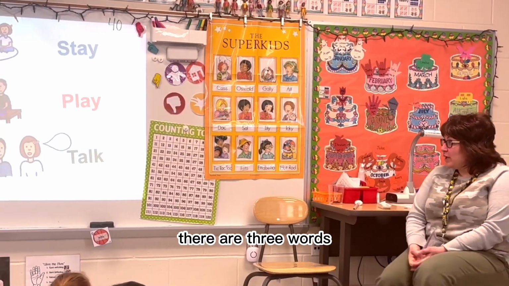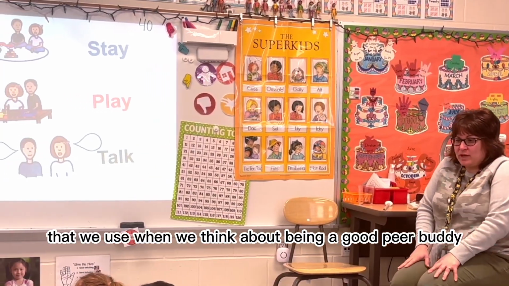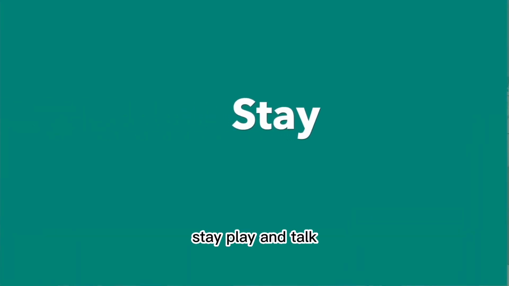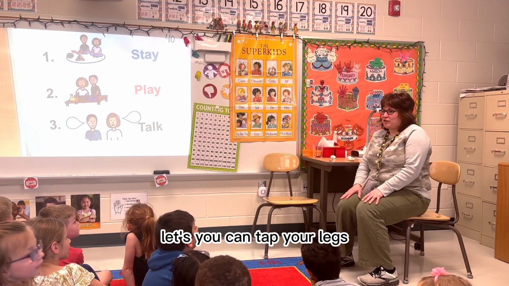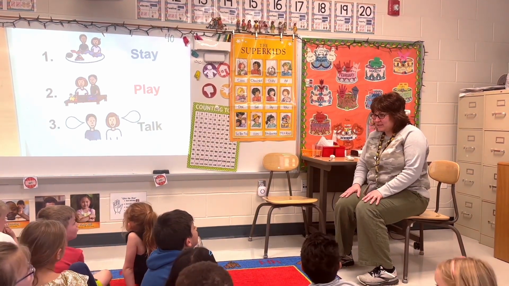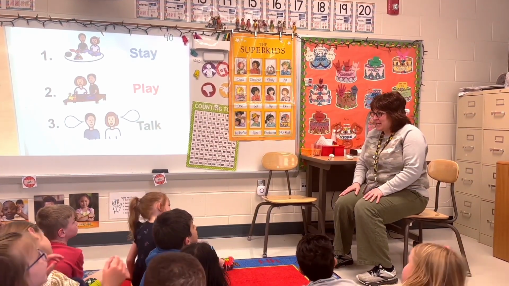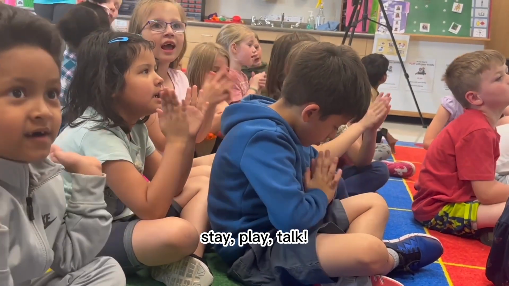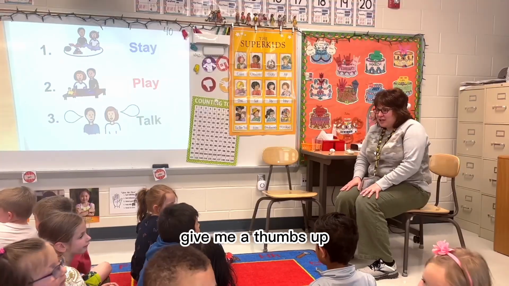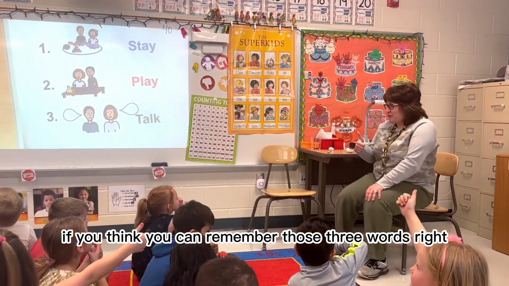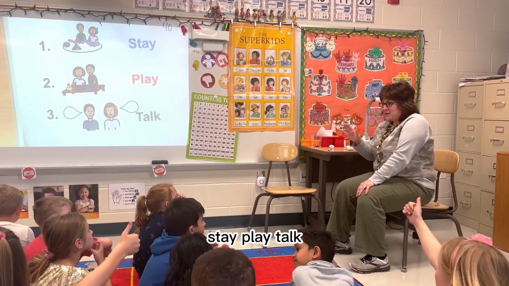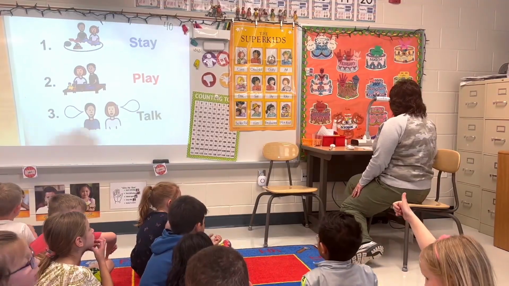There are 3 words that we use when we think about being a good peer buddy. Stay, play, and talk. Let's do it together. You can tap your legs or you can tap. Ready? Stay, play, talk. Give me a thumbs up if you think you can remember those 3 words. All right. Stay, play, talk.